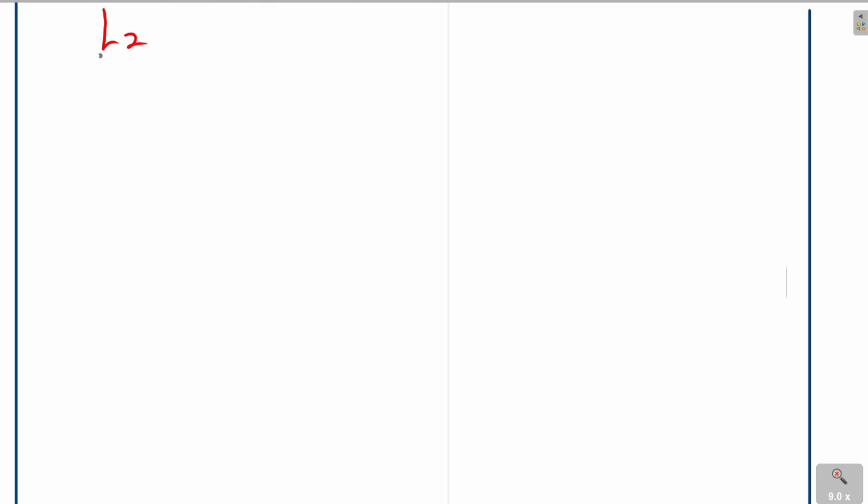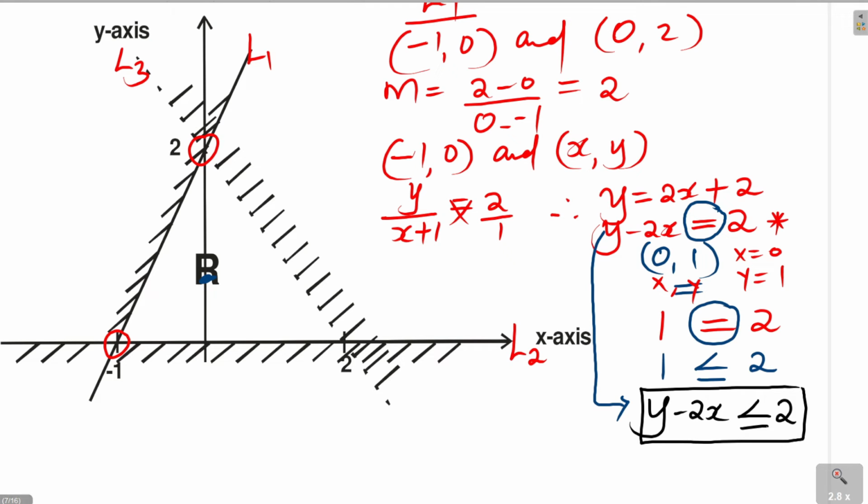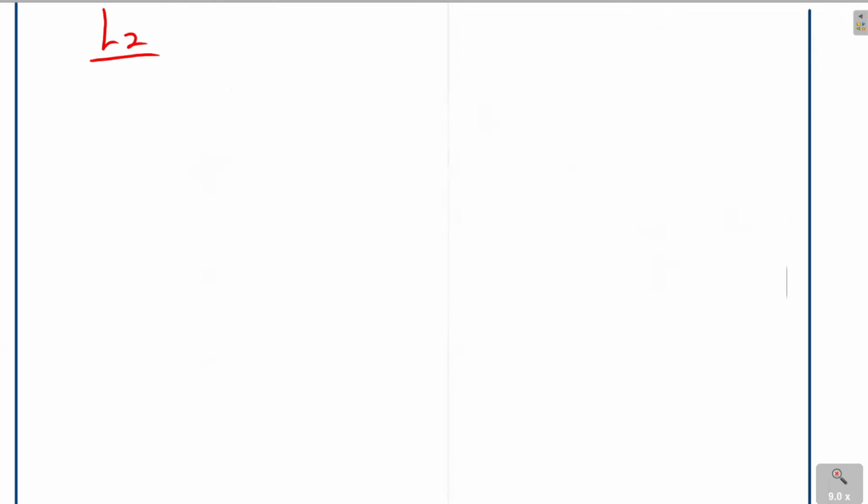Now we go to line 2. We do the same. We begin by getting the equation of that line. Now line 2 is very easy. That is the x-axis. So line 2 is the x-axis, and the equation of the x-axis is y equals 0. So what we need to do now is to know the inequality sign that you're going to insert there.